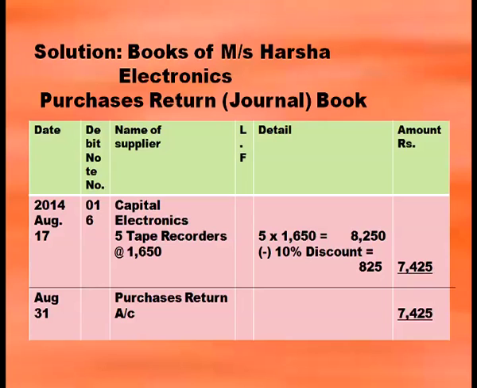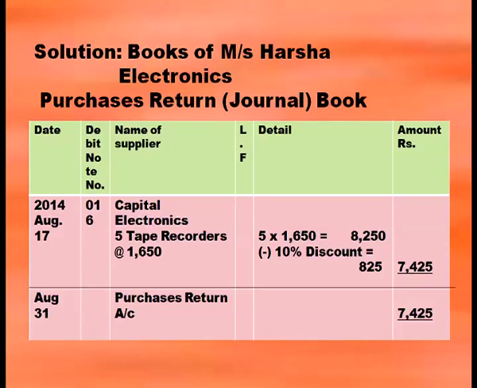5 into 1650 will give you 8250 and trade discount of 10% is written. 8250 into 10 by 100 will give you 825. 8250 minus 825 will give you 7425. This amount should be written in the amount column or outer column.